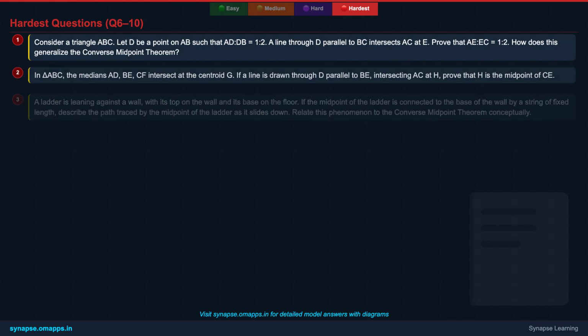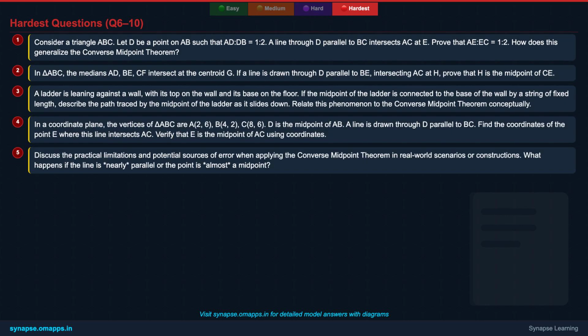And here are the final 5 questions to complete your hardest level challenge. These problems will truly test your mastery, pushing you to think critically about coordinate geometry, real-world implications, and the nuances of geometric proofs. Good luck, and remember to justify every step of your reasoning.